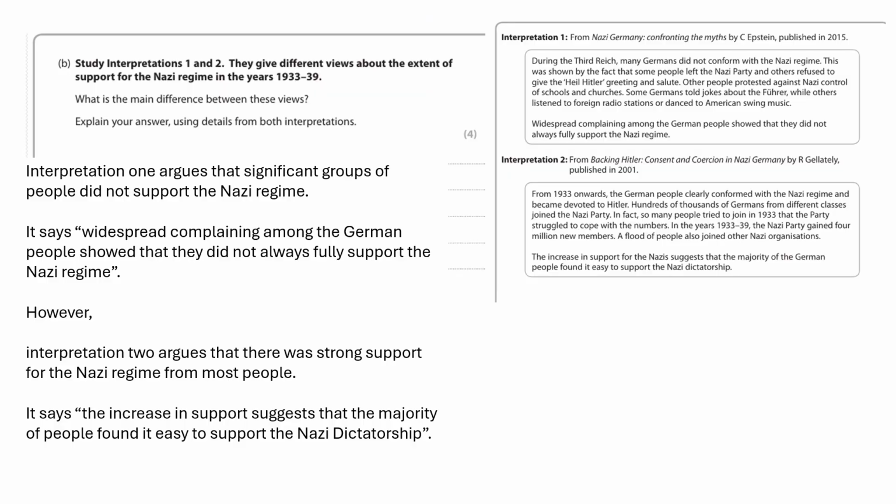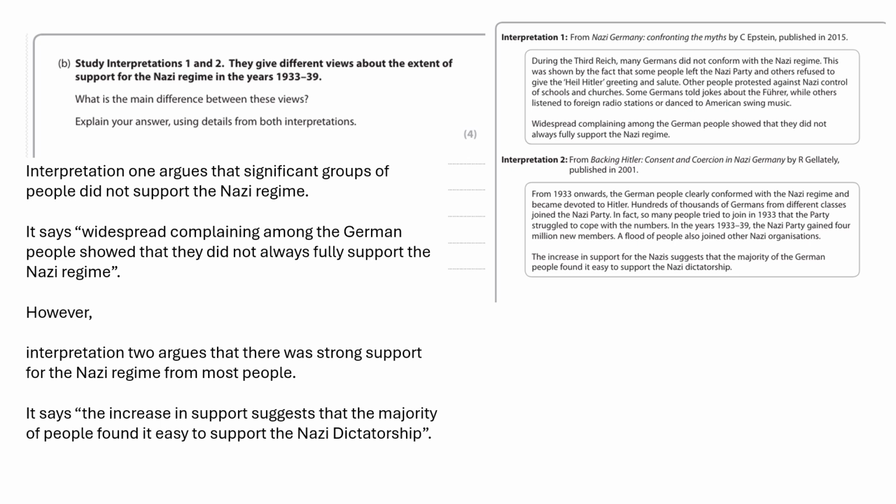Question 3b is another question that you will get full marks on. You do not need to use any own knowledge for this. This is all down to technique. So 3b asks you to study the two interpretations that you're given. And it asks you, what is the main difference between those views? So that requires you to read them both, to decide what they're arguing and to decide how they're different.